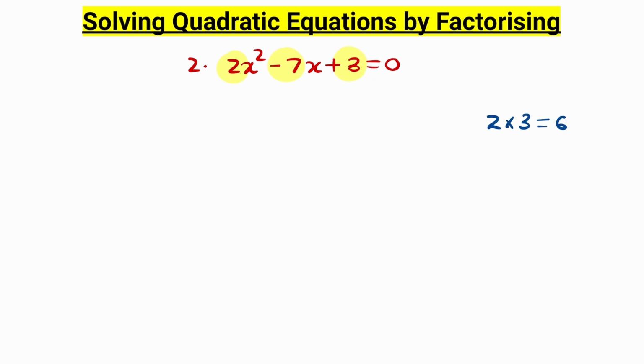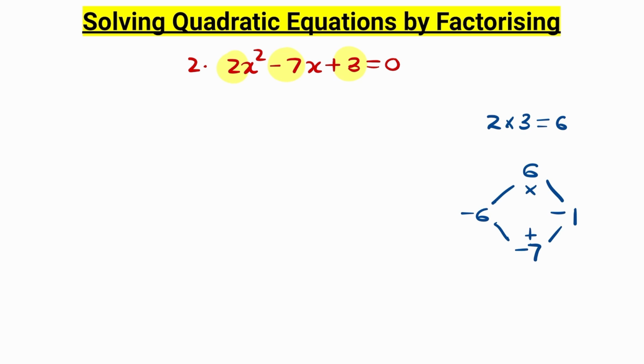Now we should think of two numbers that would multiply to get 6 and then add up to get minus 7. Now think of the two numbers. The two numbers are minus 6 and minus 1. Why? Because minus 6 times minus 1 is 6, and minus 6 minus 1 is minus 7.